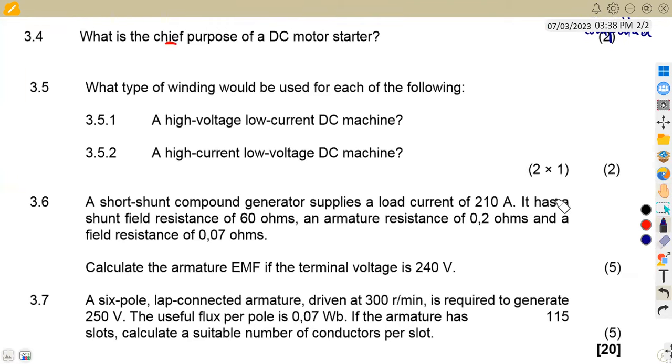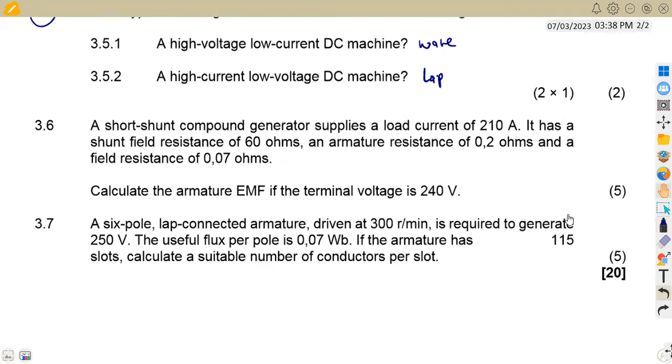Then we are given on 3.5: what type of winding would be used for each of the following? We talk about wave winding and lap winding. 3.5.1, a high voltage, low current DC machine. If you're dealing with a high voltage and the current is low, there we can apply a wave winding. Then for a high current, low voltage machine, we are going to apply a lap winding in this case.